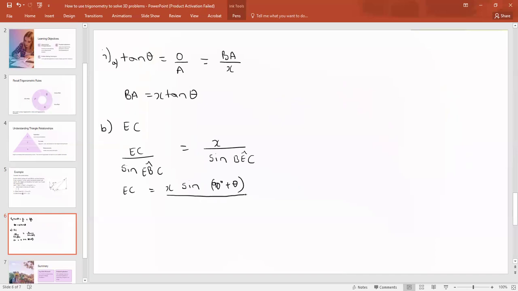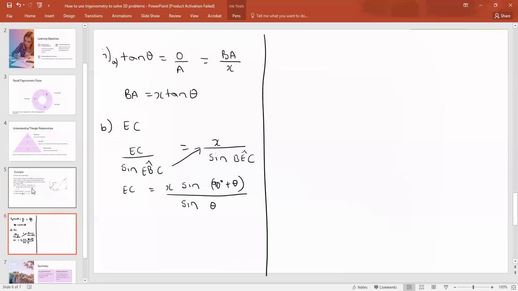And our angle E in triangle BEC is given by theta. So we cross multiply, right? We're going to multiply this to the side. This is actually what we're going to obtain. So in terms of x and theta, the side EC is given by x times sine of 90 degrees plus theta divided by sine of theta. Let's move on to the next question.